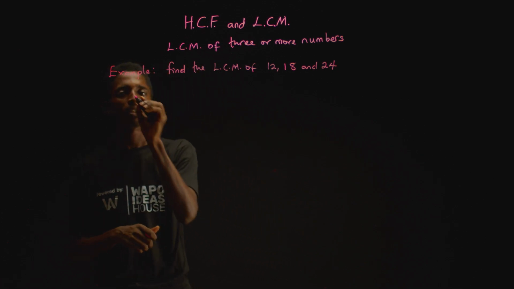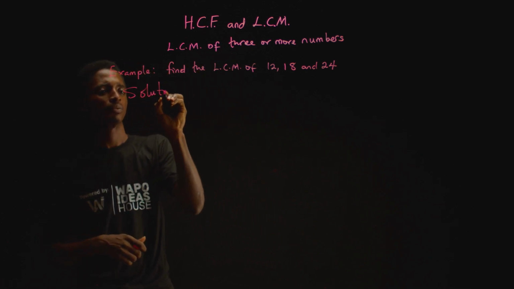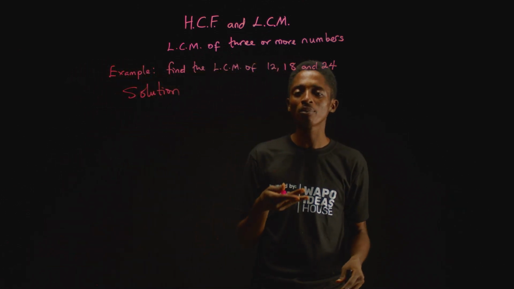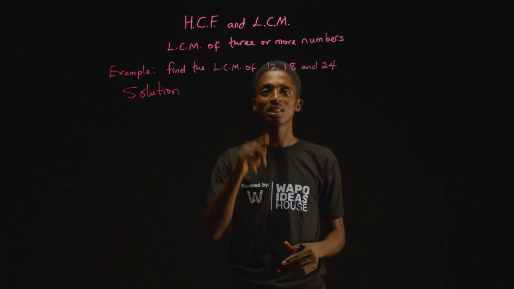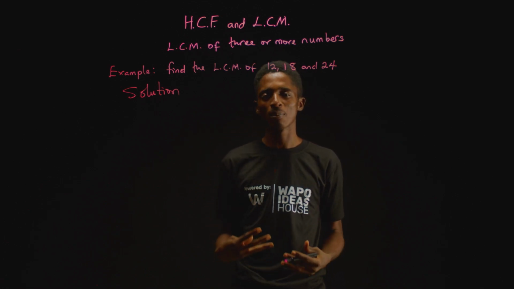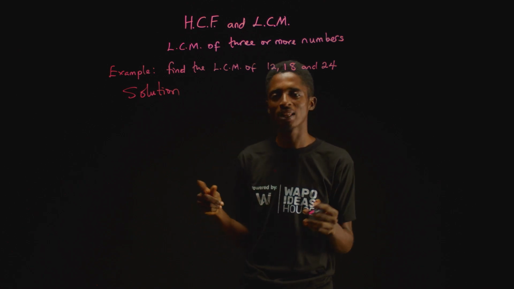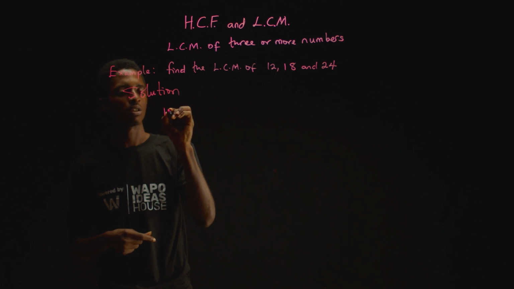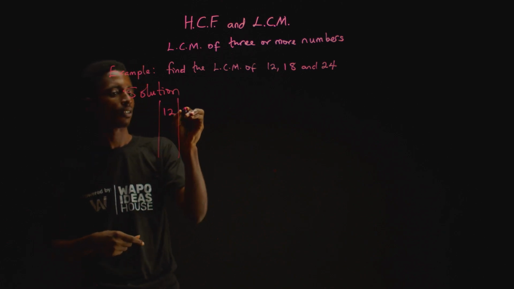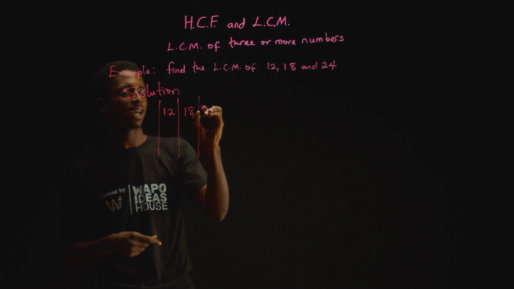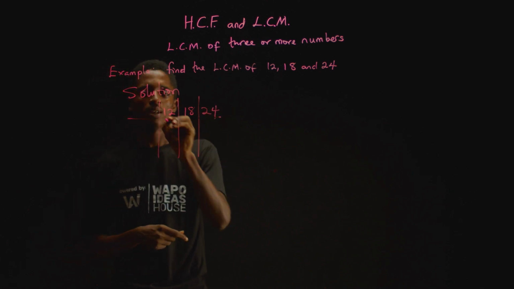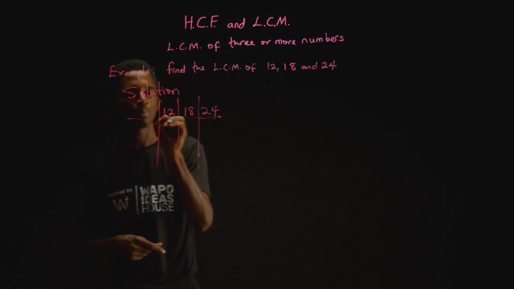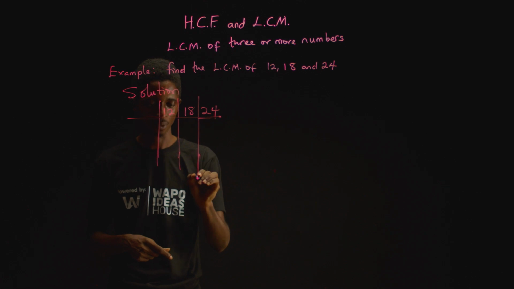So let's try this. Solution. You can first go on to write the individual prime factors of these numbers, that is, expressing them as products of their prime factors. Or you could just do it together as we have done before. So we write them into columns: 12, 18, and then 24. We're trying to express them as the product of their prime factors.